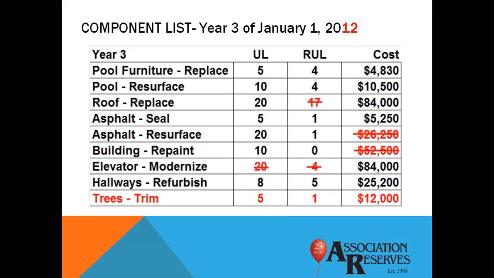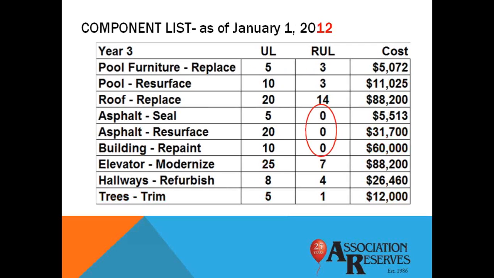And let's assume another normal event, and that's that the board found a new landscape maintenance vendor that saves them money, and so they switched to that vendor. But of course, the side effect is that that landscape maintenance company doesn't do tree trimming, so now trees need to be added into the reserve study.